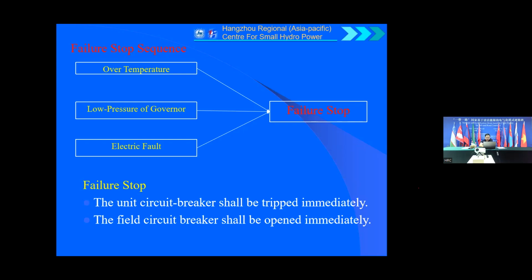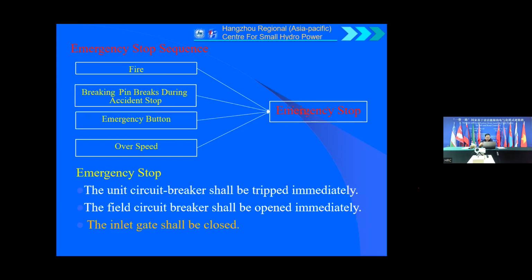And also we have the accident stop sequence. If we detect a fire in our station, or the shearing pin is broken, or the emergency stop button was pressed, or overspeed, we will go to the emergency stop. The emergency stop sequence is very similar to the failure stop sequence, but in this emergency stop we will also close the inlet gate. Normally, in the normal stop sequence or the failure stop sequence, we do not need to close the inlet gate. But in the emergency stop, we should close the inlet gate of this unit.